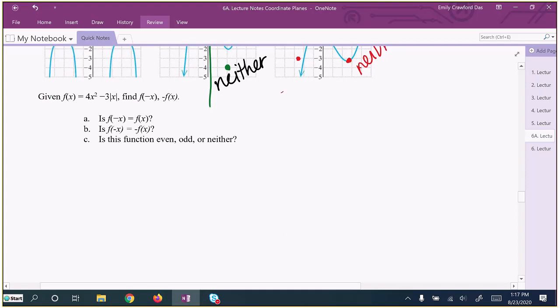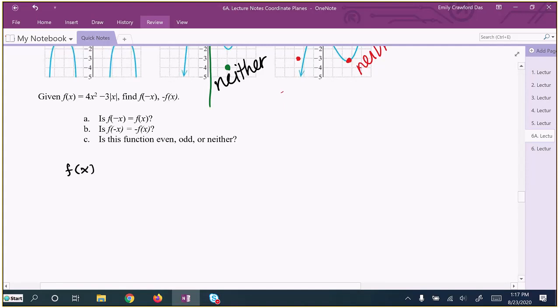Okay, so we should be able to do this both visually and algebraically. Let's look at another example where we might have to do it algebraically. Our function is 4x squared minus 3 absolute value of x. So first it asks us to find f of negative x and negative f of x.